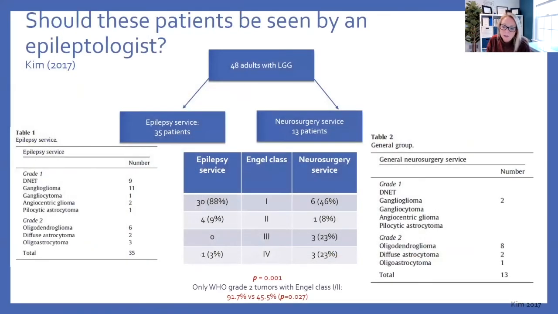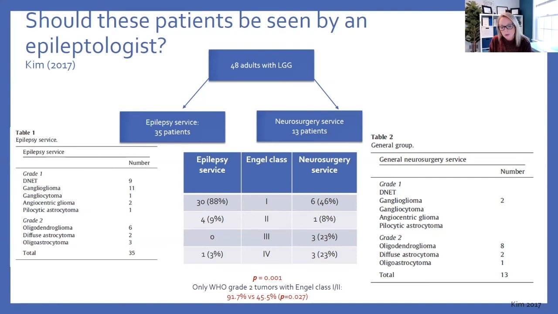Another perspective on the approach to low-grade gliomas was reported in 2017 by Kim. A total of 48 adults presented with low-grade gliomas, although it's important to note that this included both grade 1 and grade 2 lesions. Outcomes were evaluated based on whether the patient presented to the epilepsy service or the neurosurgical service. Engel class 1 outcomes were significantly more frequently seen in patients who were admitted to the epilepsy service. As you can see here, it was 88% compared to 46%, suggesting there is a potential benefit to involvement of the epileptologist in these cases.